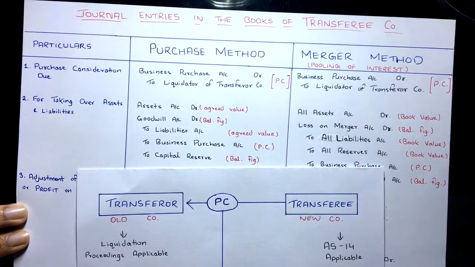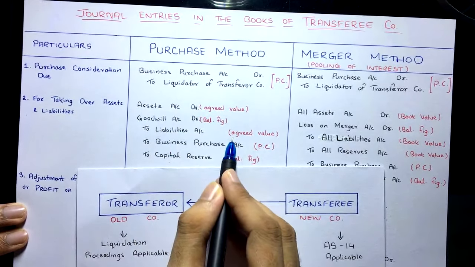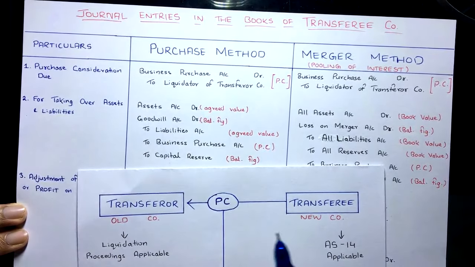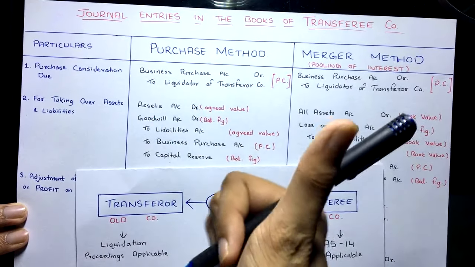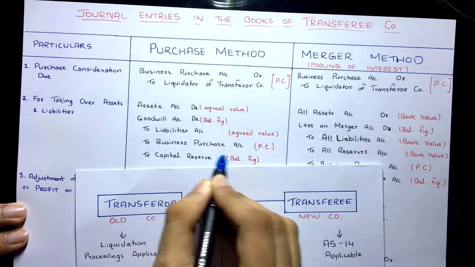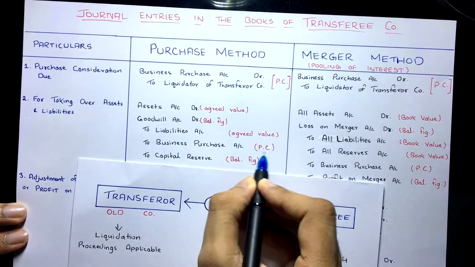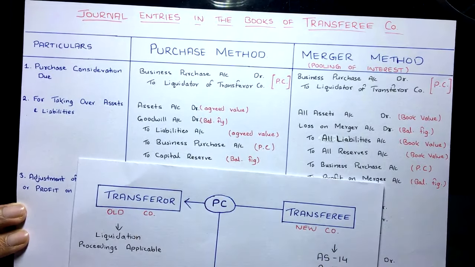Fine. So now here what is happening? Assets are getting debited and liabilities are getting credited. So actually we are taking over the net assets, assets minus liabilities. 10 lakh of assets, liabilities of 4 lakh. So then we have taken over 6 lakh of net assets. And what have we paid to the transferor company? The PC, purchase consideration. And let's say the purchase consideration is 5 lakh.